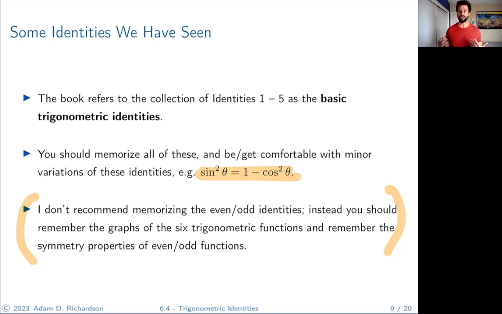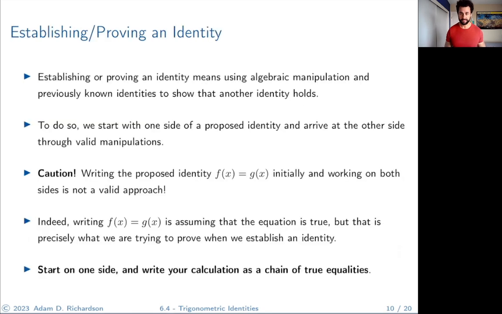You want to train your brain to recognize those types of patterns where you're like, oh, wait, if I see sine squared theta, I could replace it with 1 minus cosine squared theta. Or if you see 1 minus cosine squared theta, you realize you could replace it with sine squared theta. So you do want to get comfortable with that. And the next 3 sections will help you get comfortable with that.